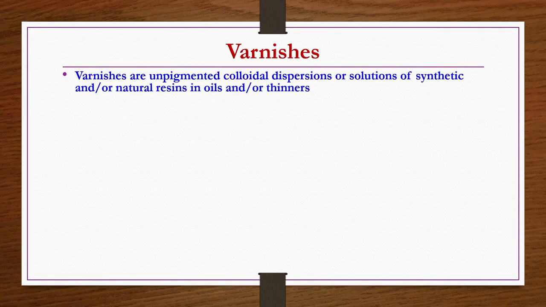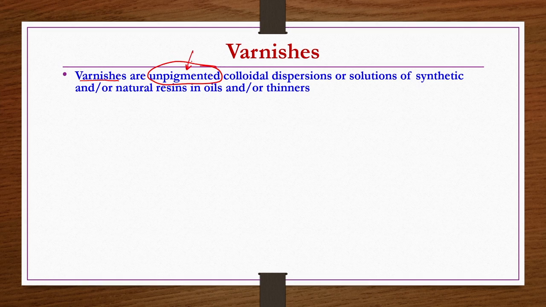We have already seen that varnishes are nothing but unpigmented colloidal dispersions. There are no pigments in the varnishes. That's the reason they are clear, as we saw when we discussed the basics of individual surface coating industry products in the first lecture of this chapter. These are mostly clear, and they provide a transparent layer. Whatever film forms by applying varnishes on a structure is usually transparent because they are unpigmented.